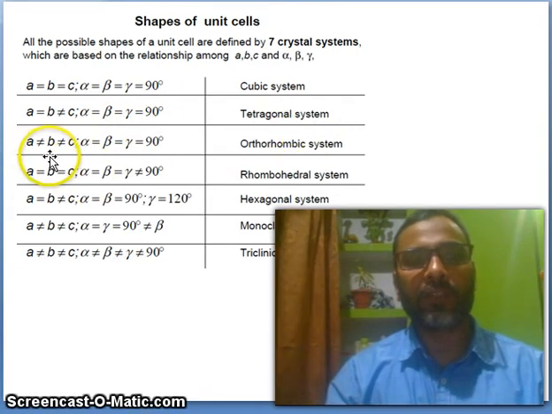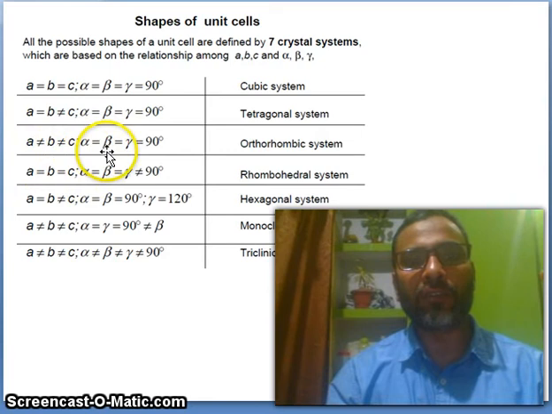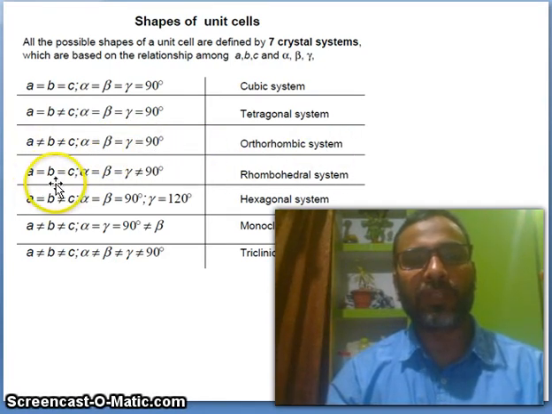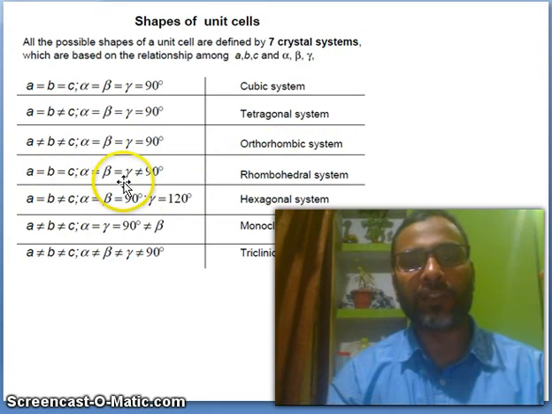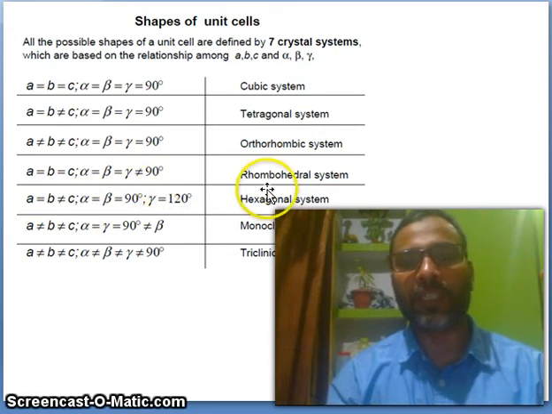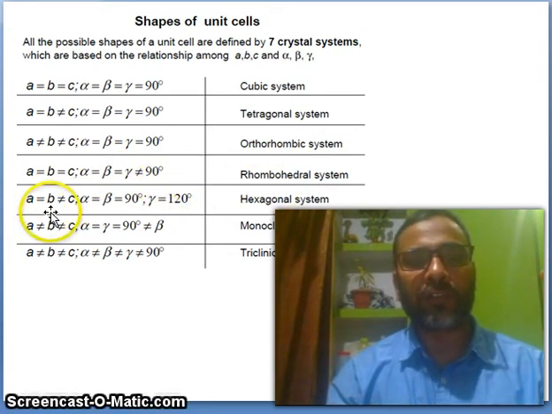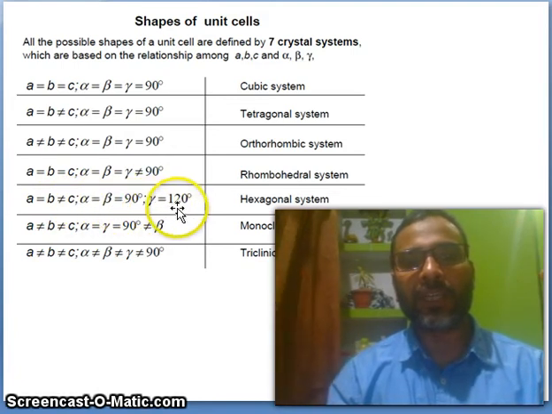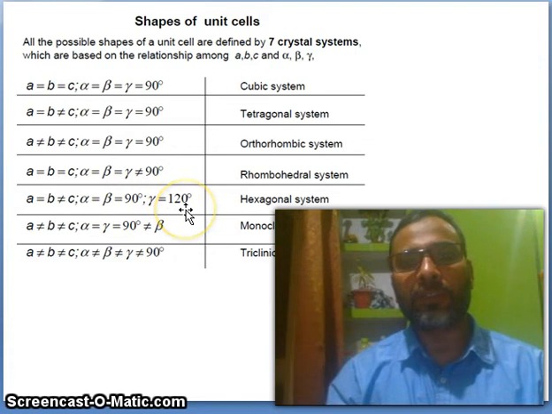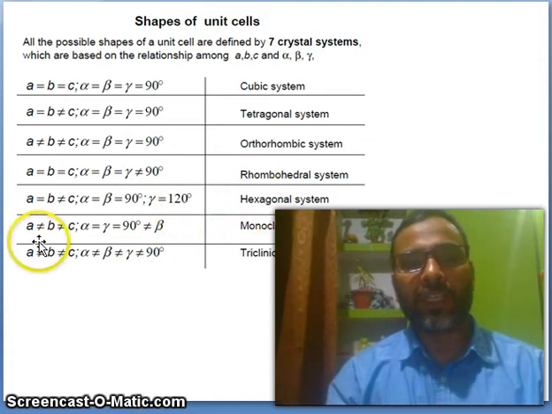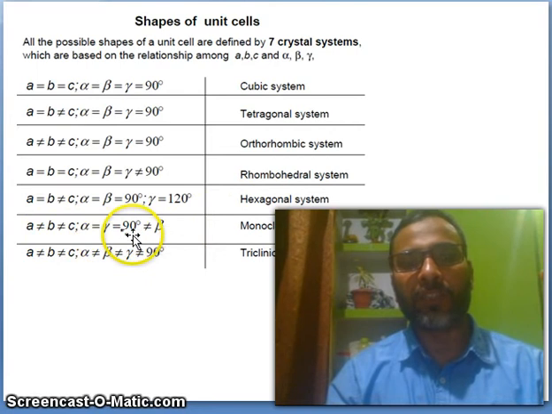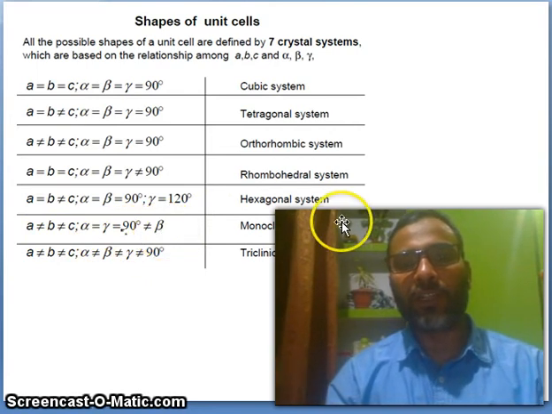a is not equal to b is not equal to c, alpha equals beta equals gamma equals 90 degrees: orthorhombic system. a equals b equals c, alpha equals beta equals gamma is not equal to 90 degrees: rhombohedral. a equals b is not equal to c, alpha equals beta equals 90 degrees, gamma equals 120 degrees: hexagonal system. a is not equal to b is not equal to c, alpha equals gamma equals 90 degrees, not equal to beta: monoclinic system.